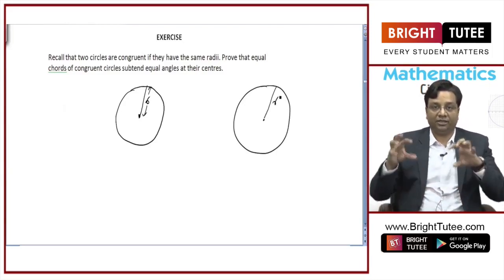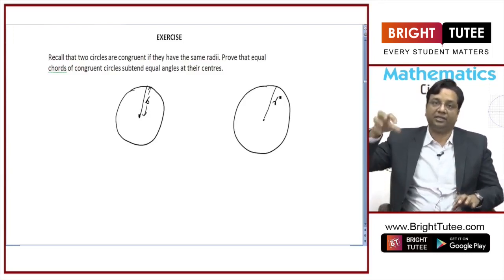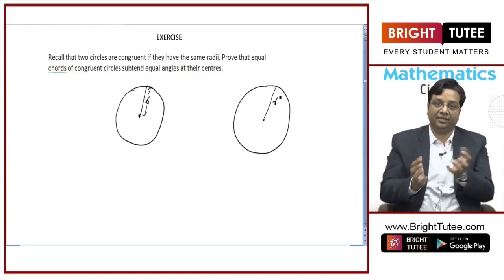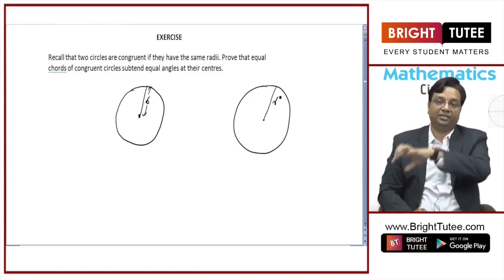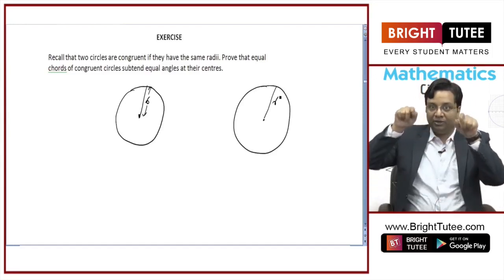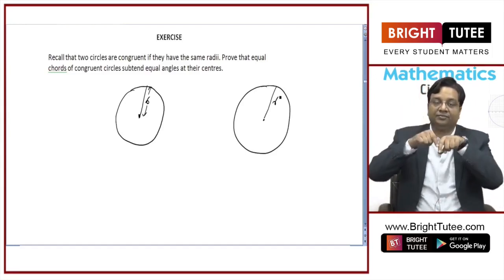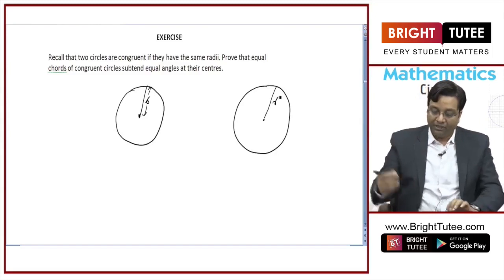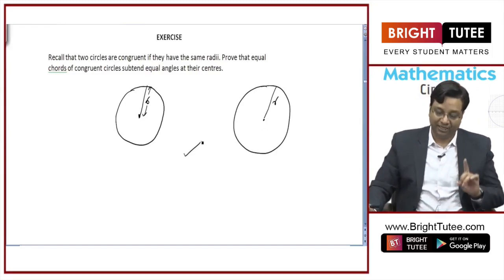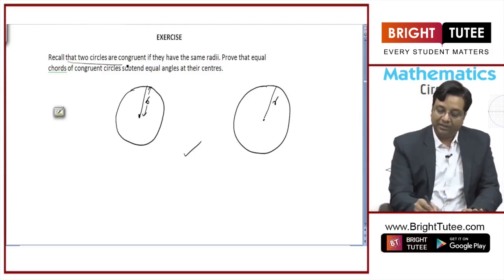are congruent. What it means is that if I pick one circle and place it on the other, it will completely overlap it, and vice versa. If I pick the other one and place it on this one, it will also overlap it completely. That is, their boundaries will overlap each other completely. So obviously these are congruent circles if they have the same radii. So the first part is okay.